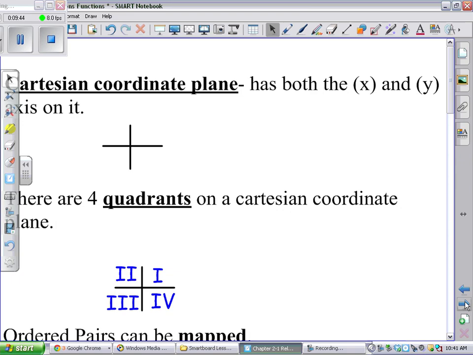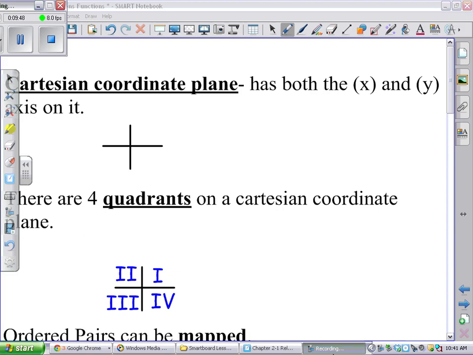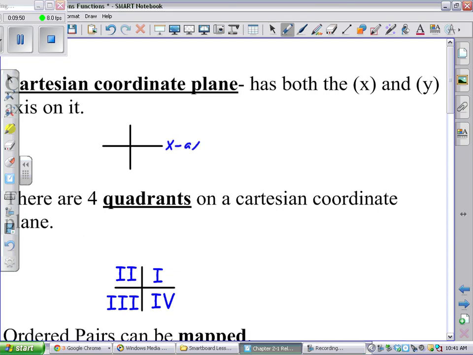The Cartesian coordinate plane has both an x and a y axis. So my x-axis is here. My y-axis is your vertical axis here. There are 4 quadrants in the Cartesian coordinate plane: first quadrant, second quadrant, third quadrant, and fourth quadrant. It goes counterclockwise.